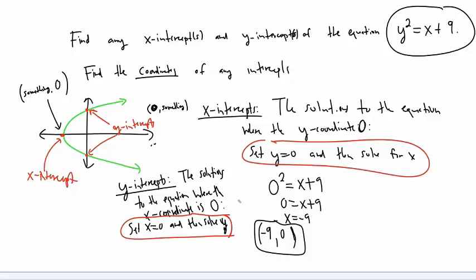So let's do that here for our equation. y squared equals 0 plus 9. That gives y squared equals 9, which has solutions plus or minus 3. So the y-intercepts are negative 3, comma 0 and 3, comma 0. So that's how we can find all the intercepts of an equation. This is where we use the algebra.